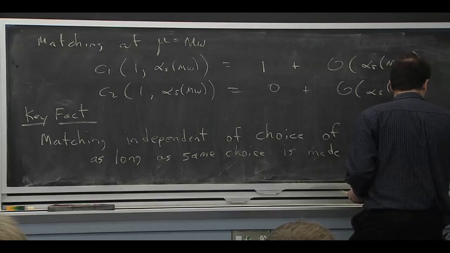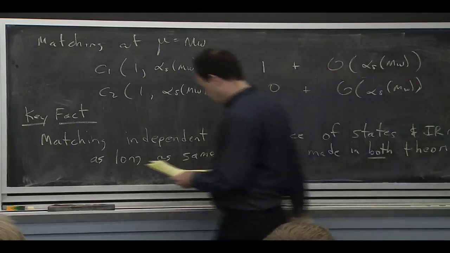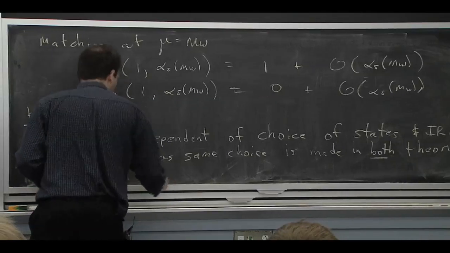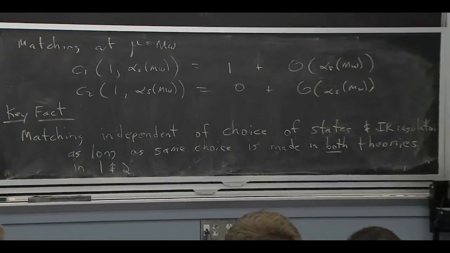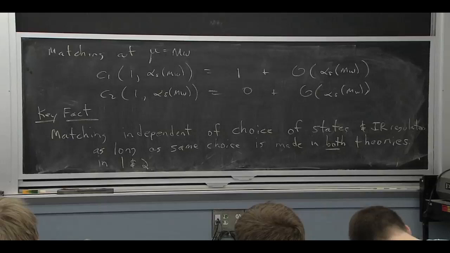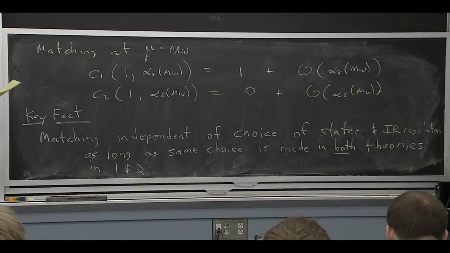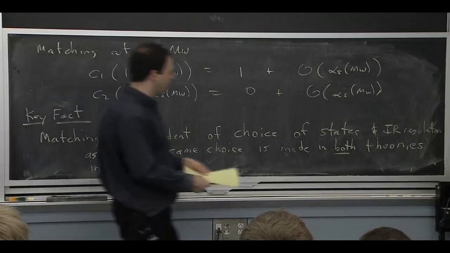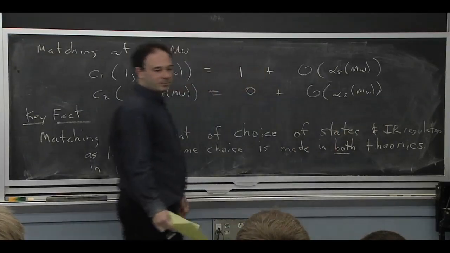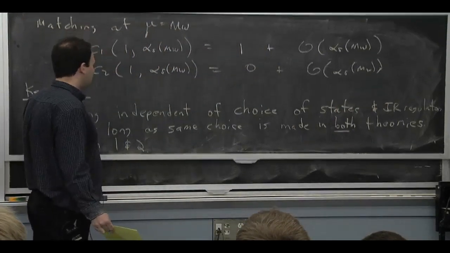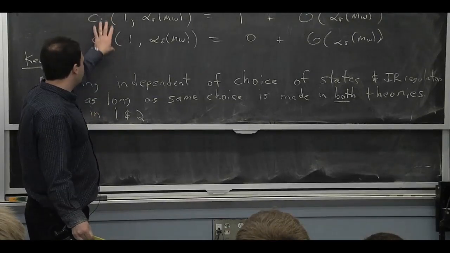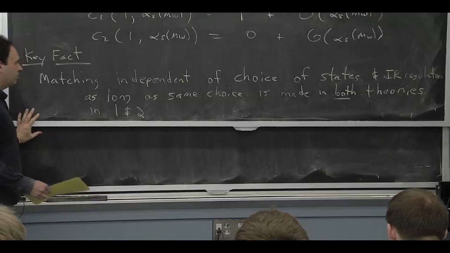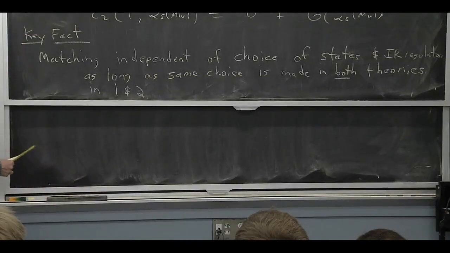So this is intuitively something I think that's, once you think about it, fairly obvious. What this is saying is that the matching, which is supposed to be a high-energy property, is independent of the low-energy physics. The choice of the states and the choice of IR regulators, that's parameterizing something about low-energy physics. Lower energy than the scale we're trying to determine. These things should only depend on high-energy physics, so the outcome for them will be independent of this choice.